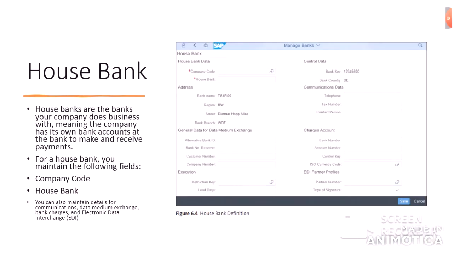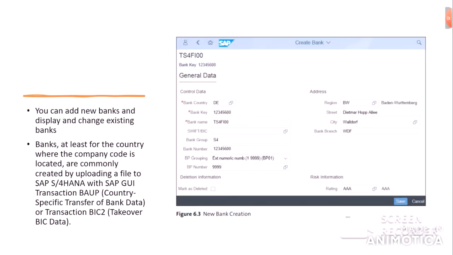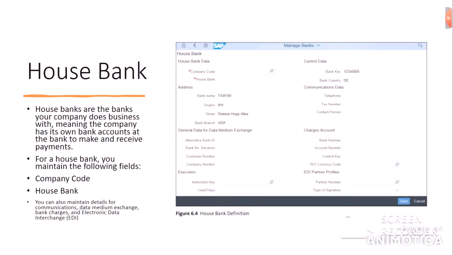So now house banks. We have already created the general data, meaning this is a new bank creation. Now we are going to create the house bank. House banks are the banks your company code does business with, meaning the company has its own bank accounts at the bank to make and receive payments.